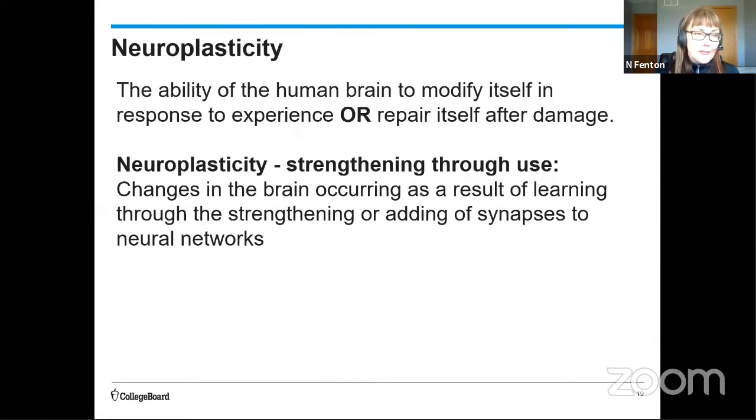So first of all, neuroplasticity can involve strengthening through use. So your brain is strengthening neural connections or adding synapses to neural networks. And there's so many examples of this that have been studied. The example that I find really interesting is individuals who learn to read Braille. When you put them in fMRI scans, you're going to see that the sensory cortex area related to the finger that they use to read with increases in complexity and size.